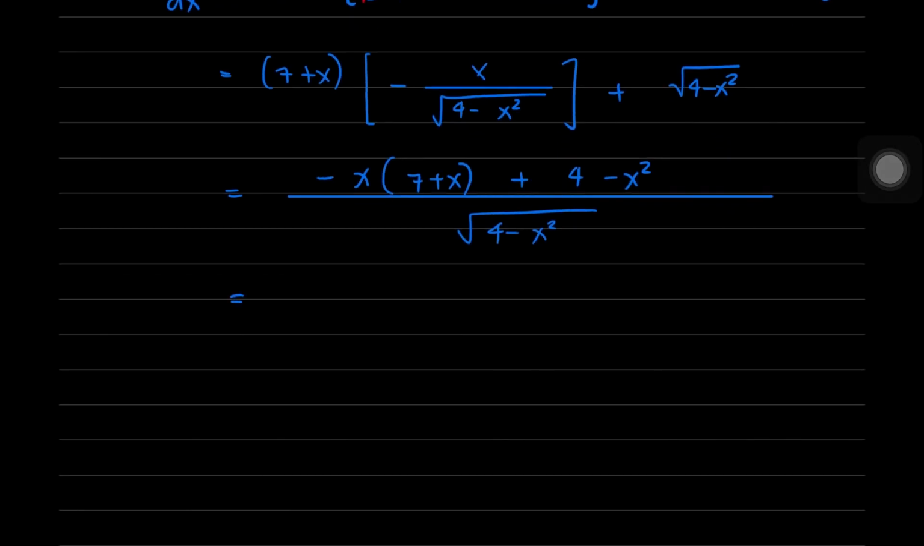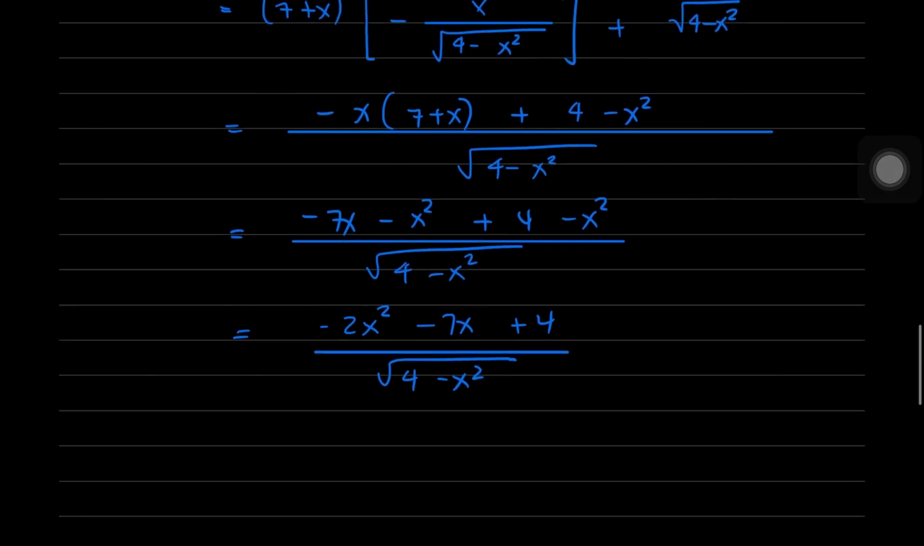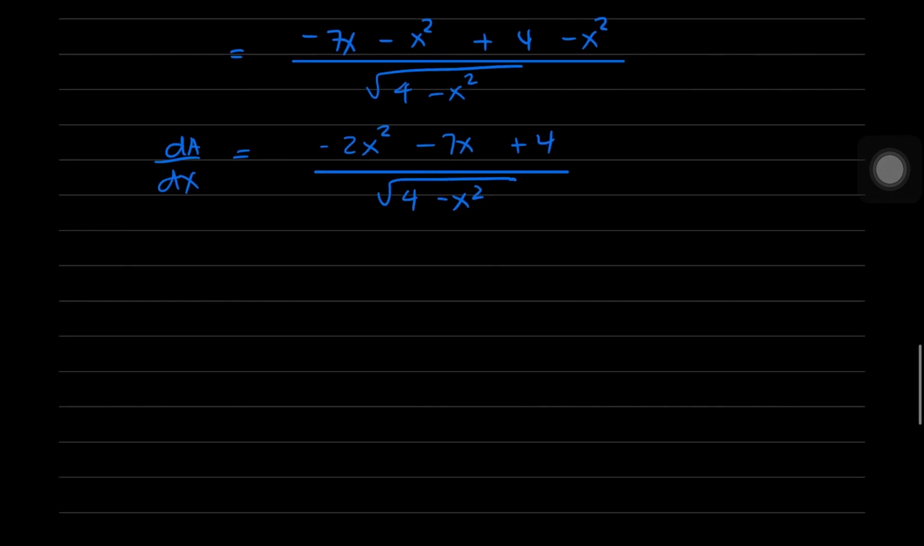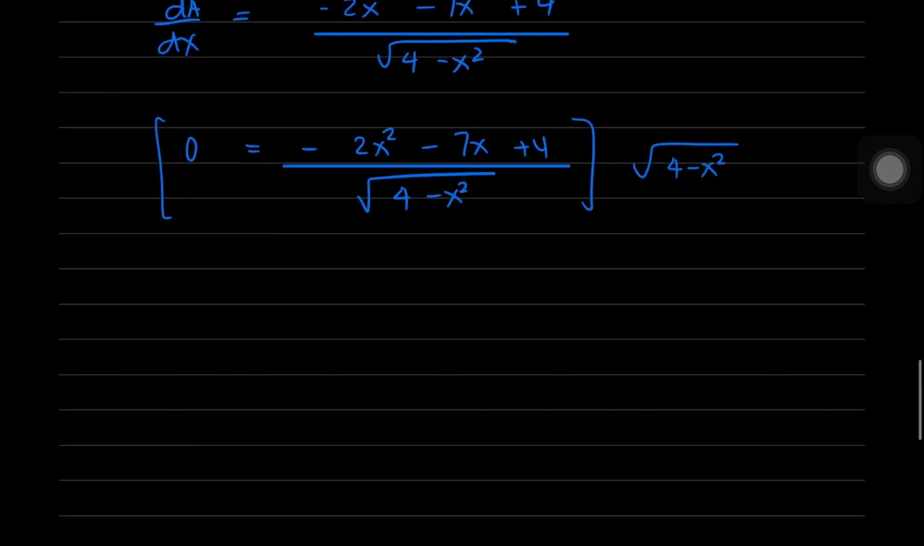Right? So simplifying the numerator, we have negative 7x minus x squared plus 4 minus x squared all over the square root of 4 minus x squared, or this is now equal to negative 2x squared minus 7x plus 4 all over the square root of 4 minus x squared. Alright? So this is now the derivative of A with respect to x. Now, if we equate the derivative of A with respect to x to 0, we have 0 equals negative 2x squared minus 7x plus 4 all over the square root of 4 minus x squared. If we multiply both sides by the square root of 4 minus x squared, we now have 0 equals negative 2x squared minus 7x plus 4.